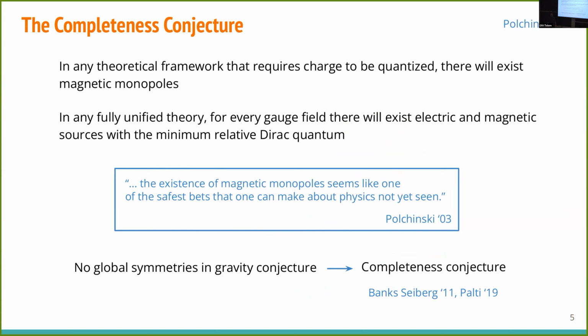Now, you could ask, why focus on magnetic monopoles? Well, I like this statement by Kulczynski. The existence of magnetic monopoles seems like one of the safest bets that one can make about physics not yet seen. And indeed, in string theory and basically every theory of quantum gravity that I know, the completeness conjecture, first stated by Banks and Seiberg, I guess, first stated by Kulczynski, but expanded by Banks and Seiberg, claims that there should be a manifestation, a particle that carries every allowed electric charge and every allowed magnetic charge under every symmetry in the problem, every gauge symmetry in your theory.